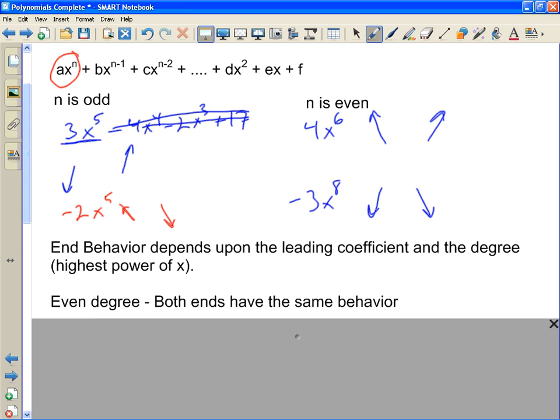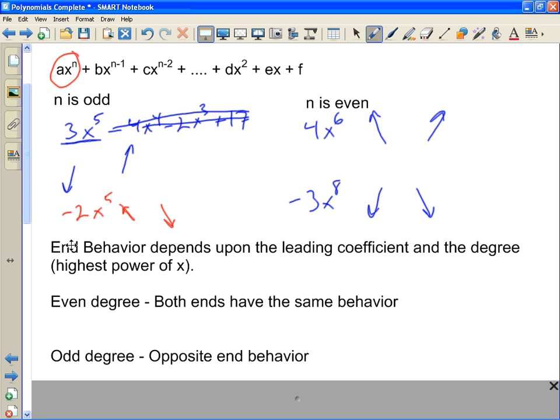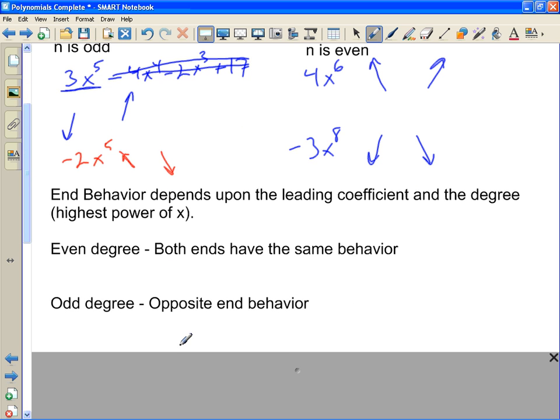So end behavior depends on the leading coefficient and the degree of the highest power of x. The leading coefficient, whether it's positive or negative, is affecting our end behavior. And if our power is odd or even, that's also affecting our end behavior. So even degree, both ends have the same behavior, either both up or both down. Odd degree, one's going each way.